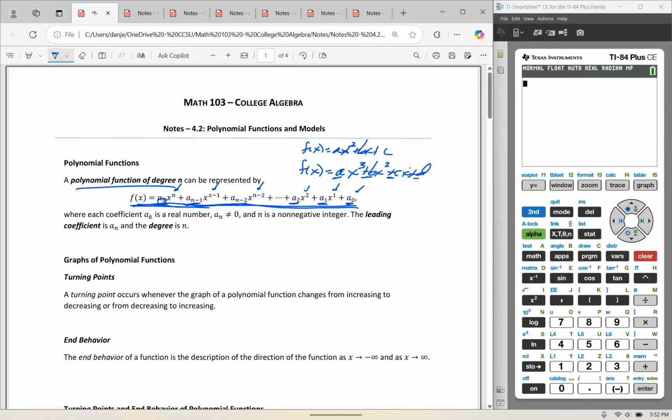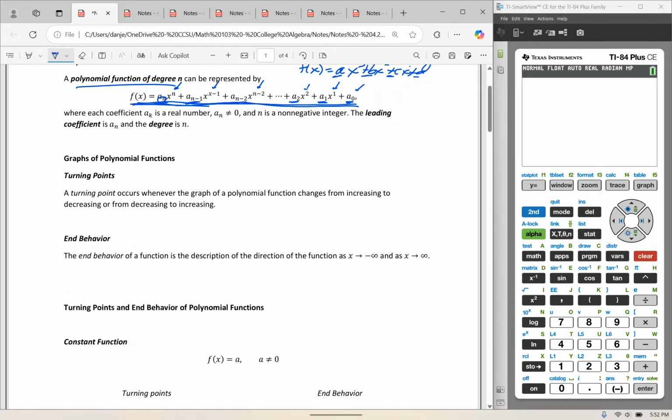Okay, what we're going to talk about in this video, and again, it's a quick summary of what we've covered in class: we've got the graph of a polynomial function, and we're going to focus in this video on the turning points and on the end behavior, okay? A turning point occurs whenever the graph changes from increasing to decreasing or from decreasing to increasing. So for example, a quadratic is a concave up or a concave down parabola. You notice here where the function is decreasing, it stops decreasing, and then it starts to increase again. The point where that direction changes is called a turning point.